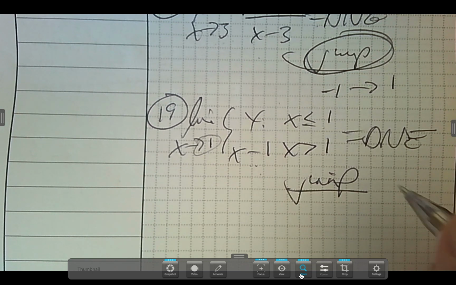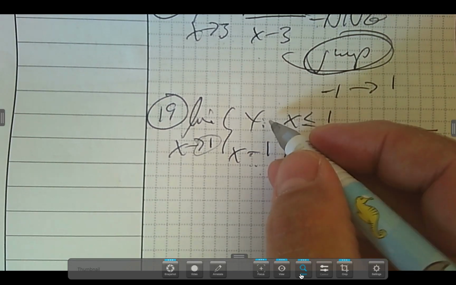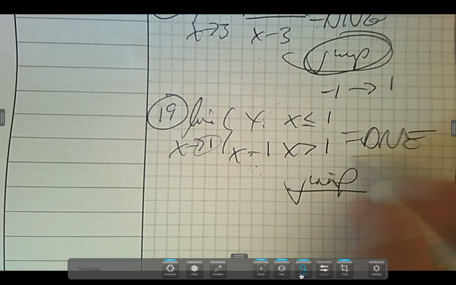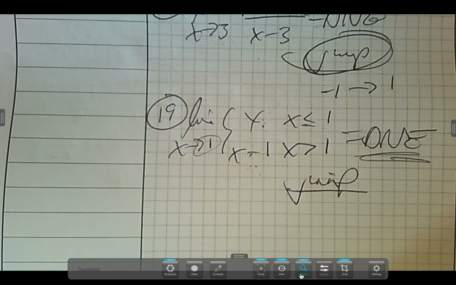Why is there a jump? Plug in 1, you get 1. Plug in 1, you get 0. So it's a jump from 1 to 0. Therefore, the limit doesn't exist. The left side does not agree with the right side.